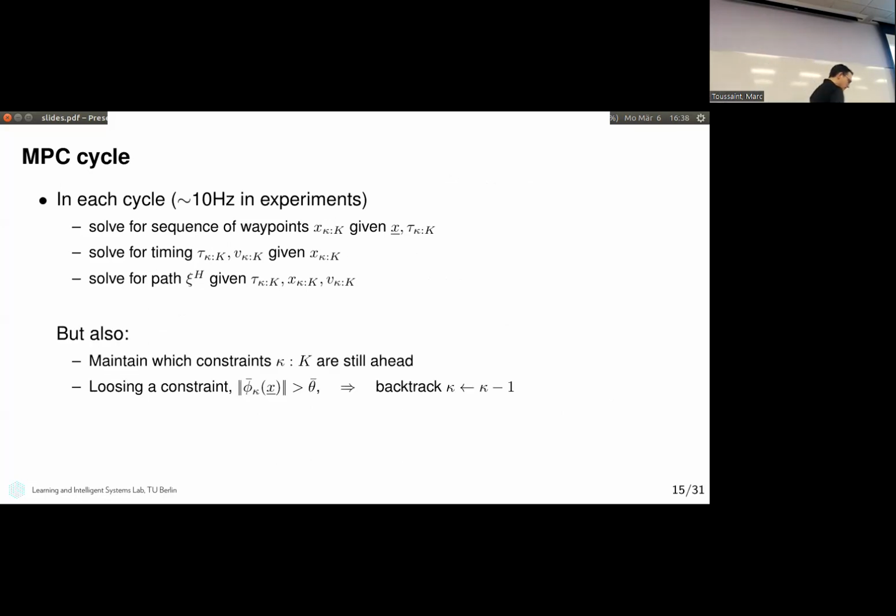I didn't mention a detail, and this is the detail about this backtracking, which leads to that reactive pushing. You might think that this requires a major part of the algorithm, but actually in this framework, it only required literally a few lines of addition to get this reactiveness in there. What this MPC cycle also has to maintain is just a counter of which constraints are still ahead. And if one of these constraints is lost, so you have an equality constraint in the approach direction and the push direction, if that is lost, then you backtrack. That's a couple of lines that you add, and you get this reactiveness in the MPC controller.